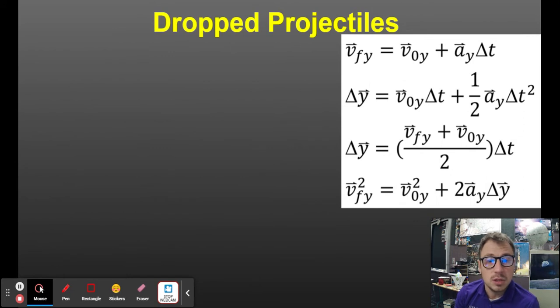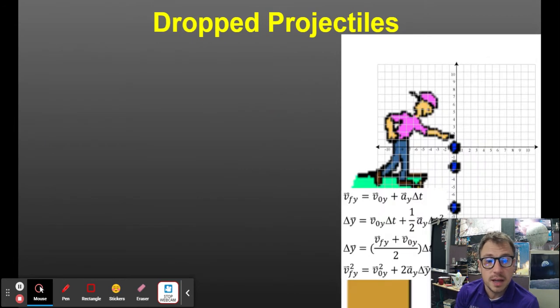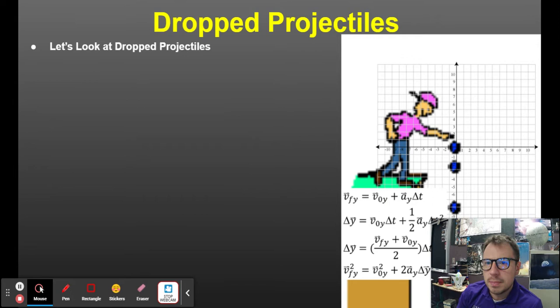But now we're going to be talking about drop projectiles, just an up and down motion. So now we're going to be working with the y-plane. And you can see this over here. As this person's dropping, you can see that it's just an up and down motion. For a drop projectile, it's just going down. So we're just going to use the y-plane here.